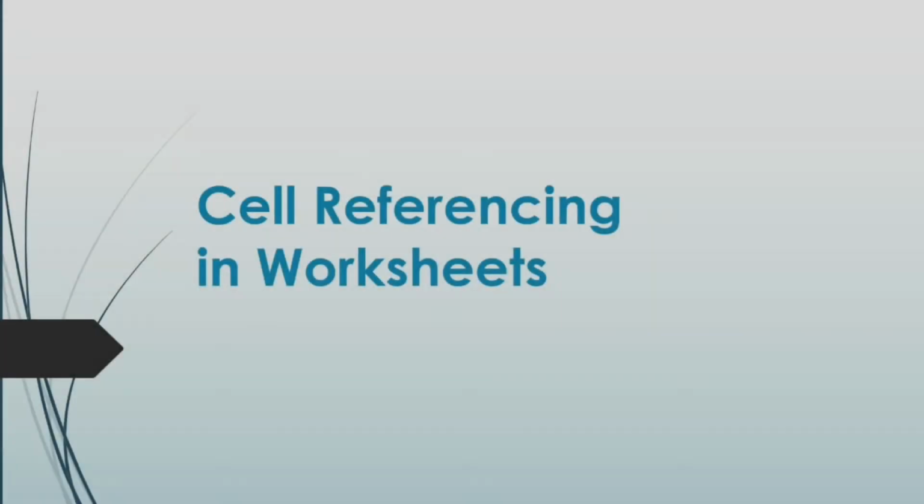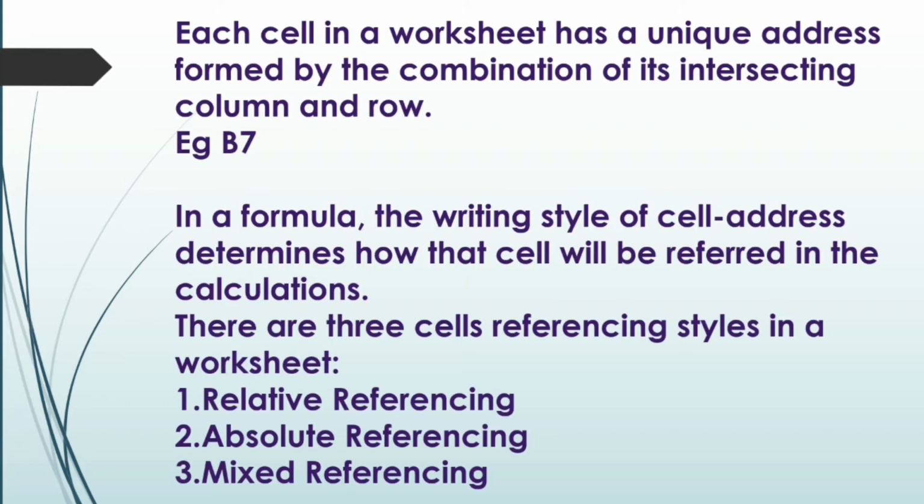Good morning, students. Our today's topic is cell referencing in worksheets. We know that each cell in a worksheet has a unique address formed by the combination of its intersecting column and row. For example, the cell address B7 refers to the address of the cell where the row 7 and the column B intersect.